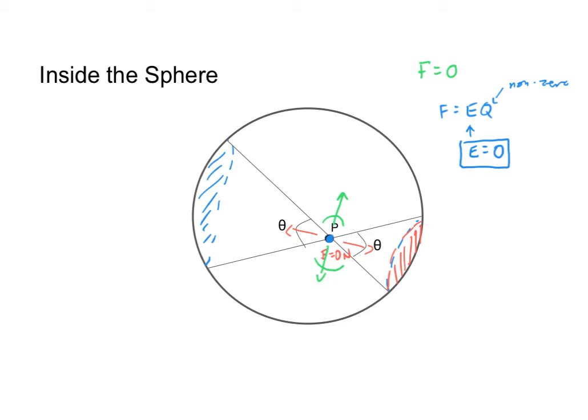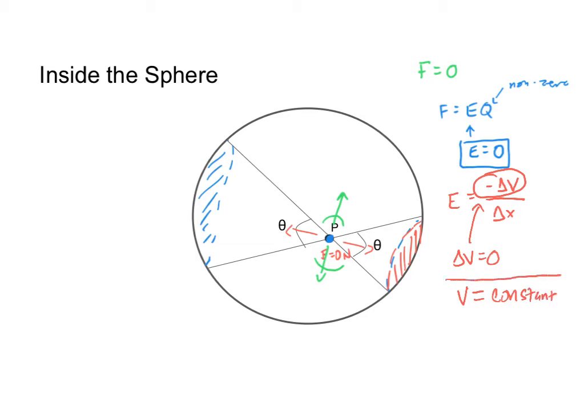My electric field is 0, and I know that my electric field is equal to the negative of my change in voltage divided by my change in distance. And so if my electric field is 0, that means that delta V equals 0. So my voltage, my electric potential, must be constant within my charged conducting sphere.